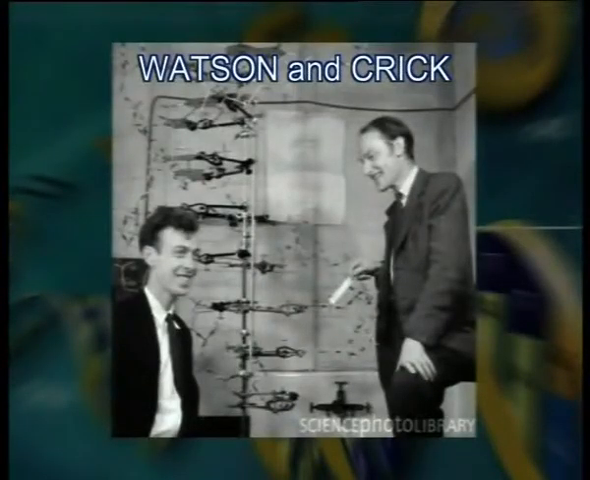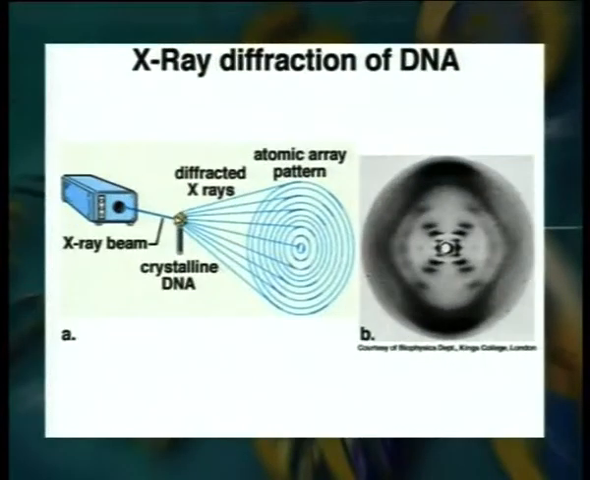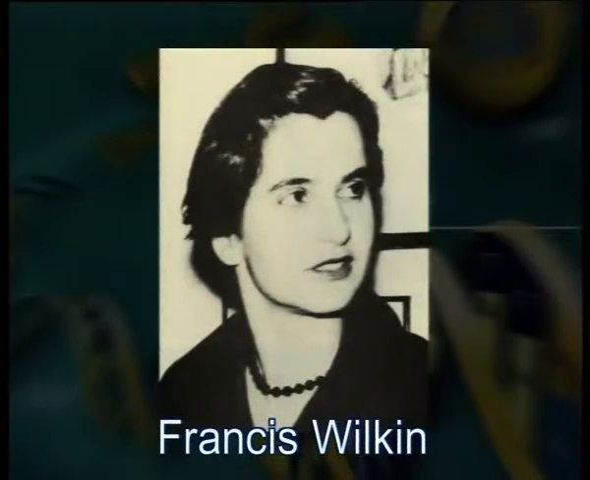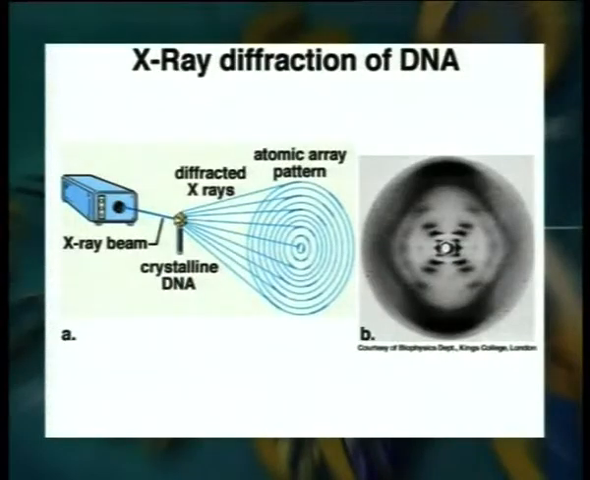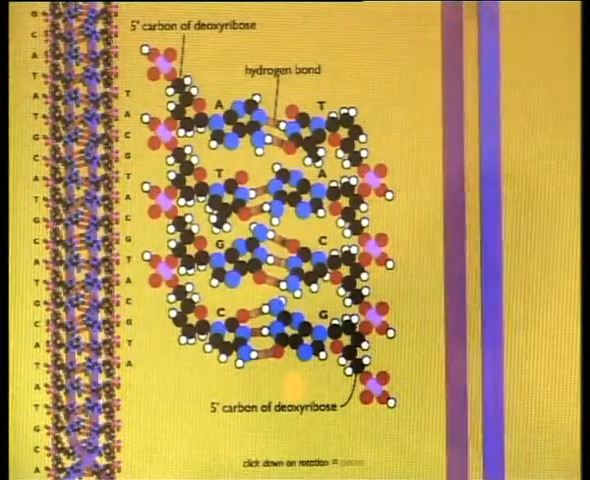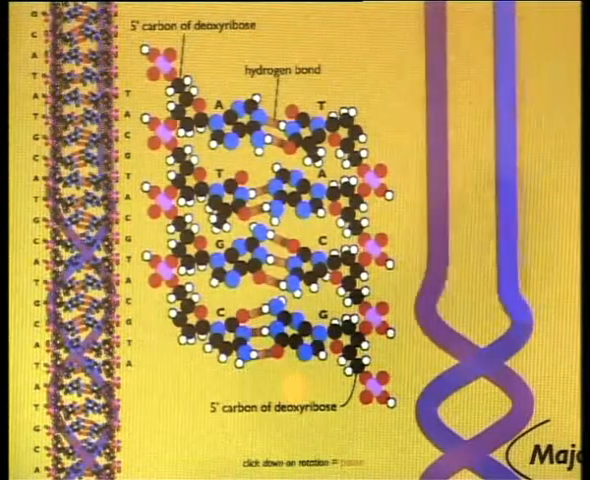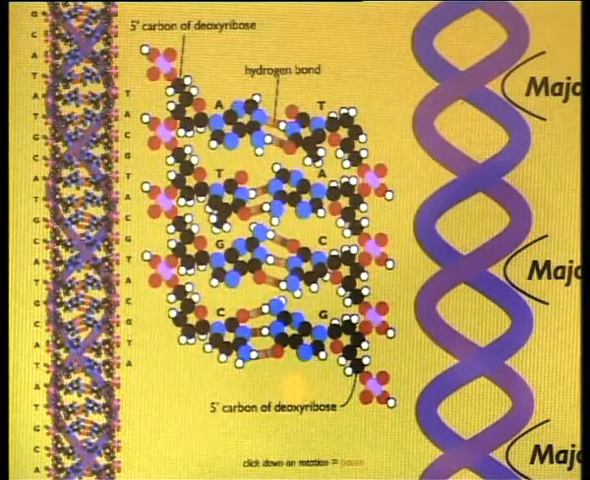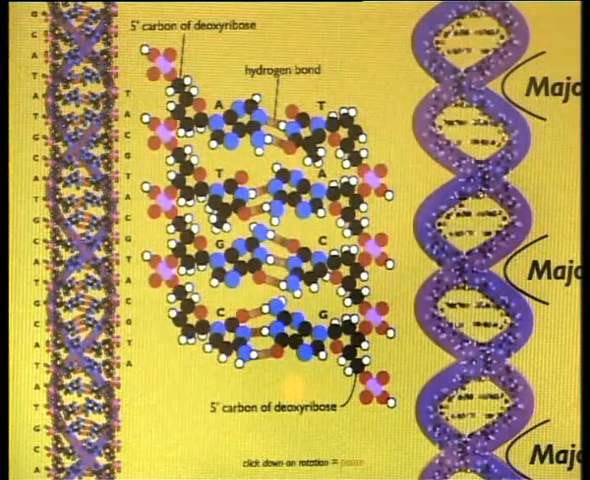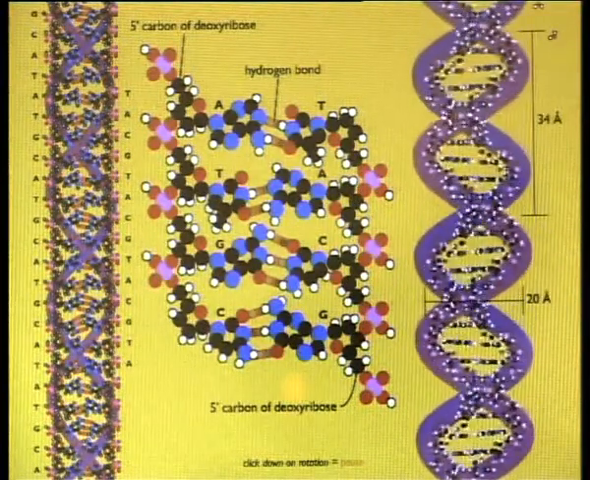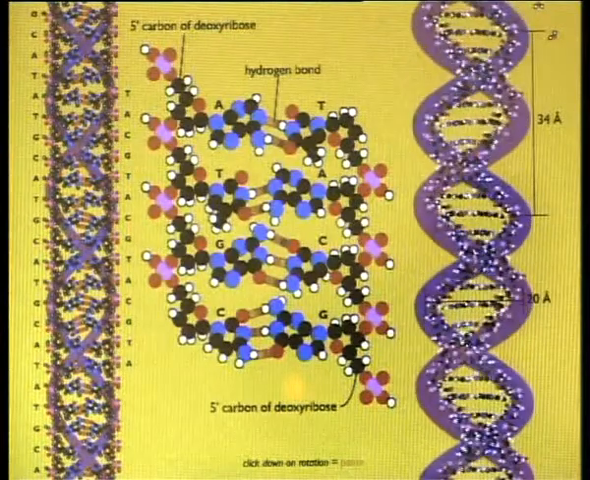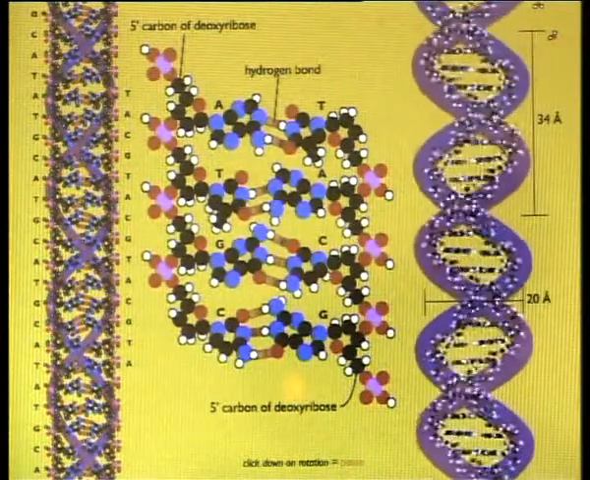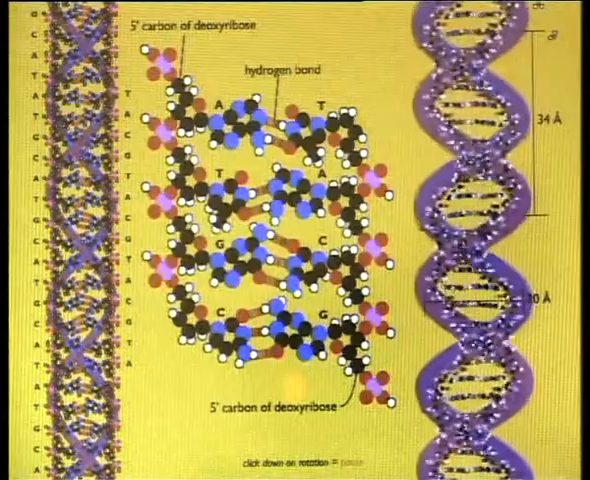Number one, X-ray diffraction data obtained by Maurice Wilkins showed that DNA has the form of a regular helix, making a complete turn after every 3.4 nanometers with a diameter of approximately 2 nanometers. The distance between adjacent nucleotides is 0.34 nanometer. So, there must be 10 nucleotides per turn.